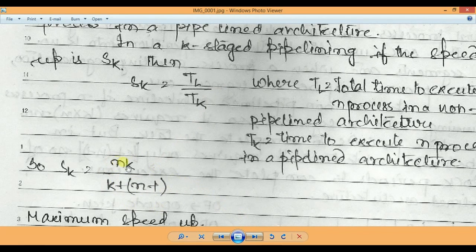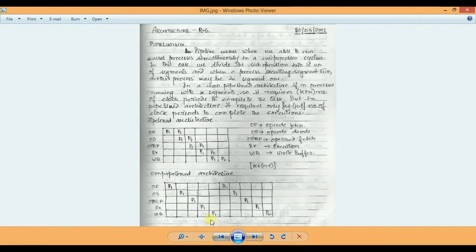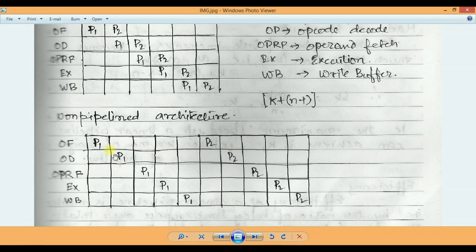Why is this? Why is nk? Because as I discussed earlier, look at this picture. In non-pipelined architecture, one instruction takes k clock periods. So if there are n instructions, it would take n into k clock periods. There are two instructions shown here. So k clock period plus k clock period, that's 2 into k clock period. Here n is 2, that's why 2k. If we take number of instructions as n, so there would be n into k clock periods.